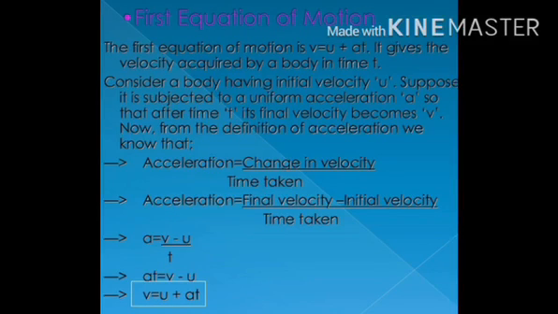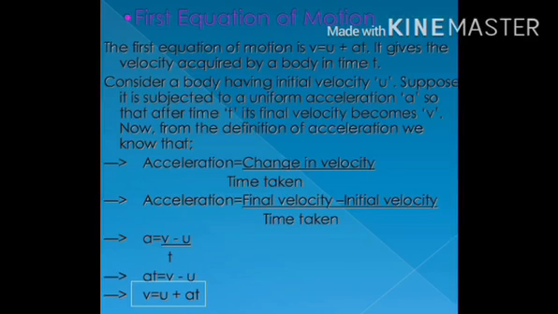First equation of motion. The first equation of motion is v = u + at, which means final velocity is equal to initial velocity plus acceleration multiplied by time. It gives the velocity acquired by a body in a time t. Consider a body having initial velocity u. Suppose it is subjected to a uniform acceleration a, so that after time t its final velocity is v.